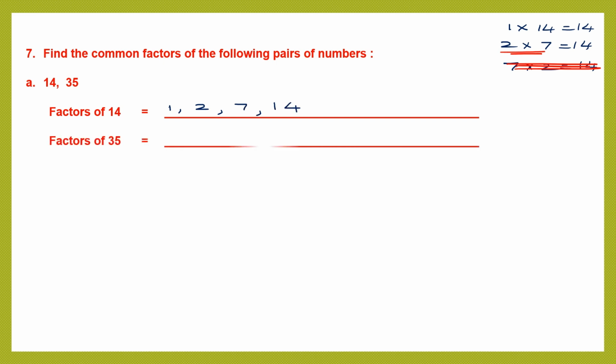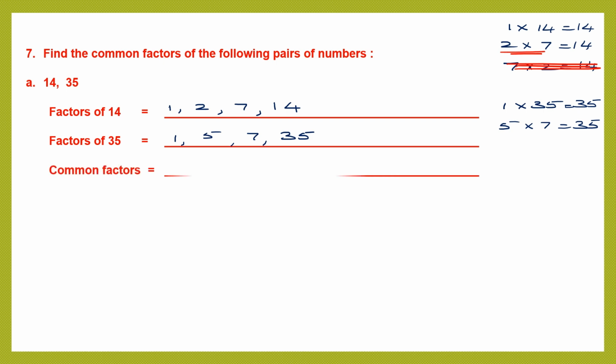Now let's write the factors of 35. 1 into 35 is 35. What else will give us 35? 5 sevens are 35. That's all. So let's write our factors 1, 35, 5 and 7. Or you can also write it as 1, 5, 7 and 35. Now what are the common factors? That means what are the numbers that are common to both? Now 1 is common, so let's write 1. Then what else is common? Can you see 7? We have 7 here and 7 here. It's common. So the answer is common factors are 1 and 7.